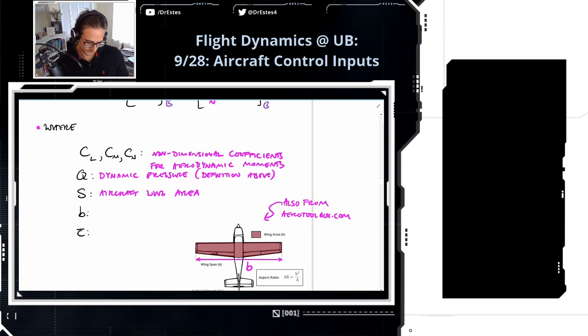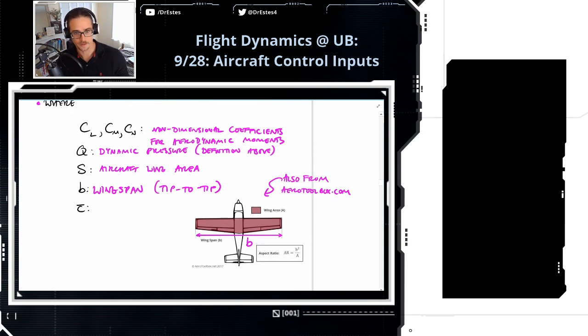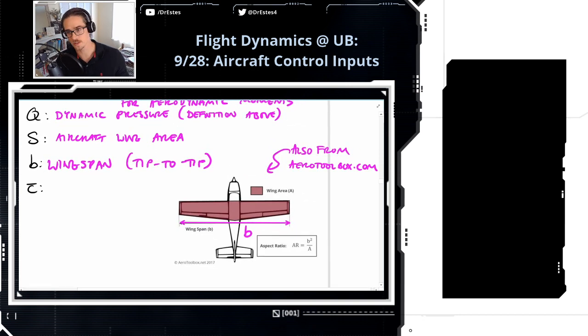So B, wingspan, so tip to tip. And if you look at this figure right here, I stole this from aerotoolbox.com. Has a lot of great figures. You just go from one side to the opposite side, you get that length. That's B, the wingspan. Easy enough.